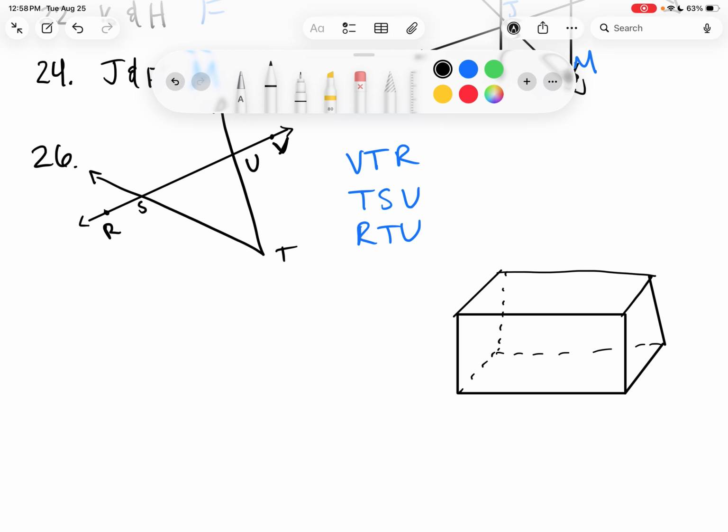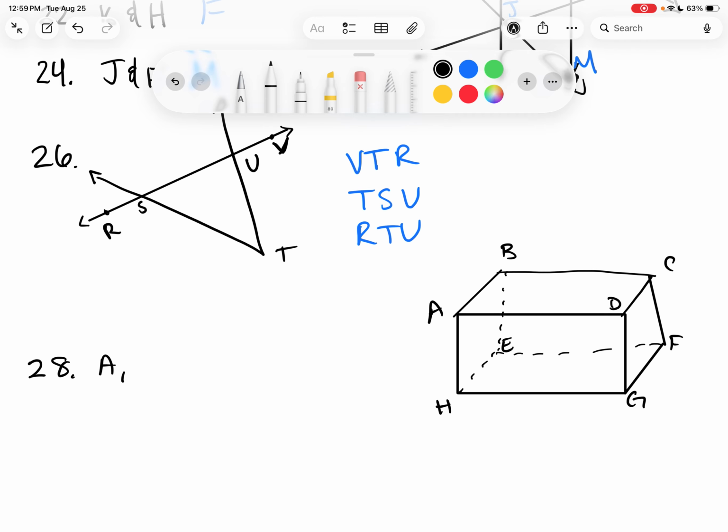All right, there's my box, and there's the letters all on the box. They're at the corners. It says to name a point that is coplanar with the given point, so it means on the same plane. We have a few of these.